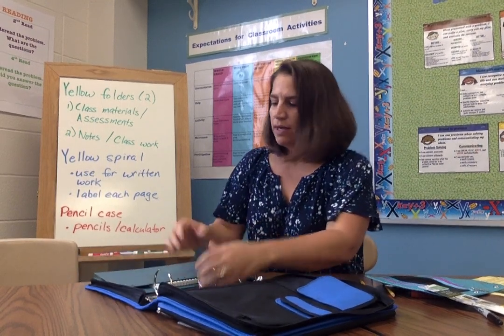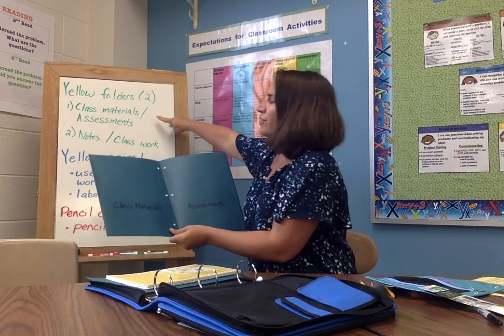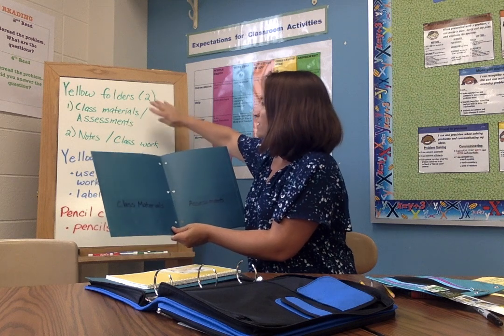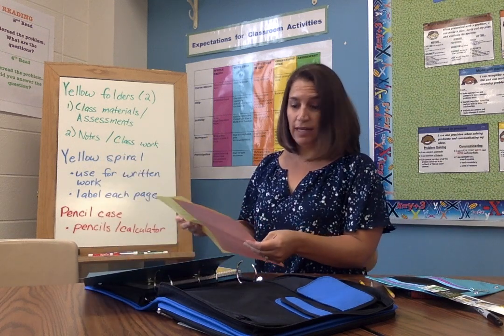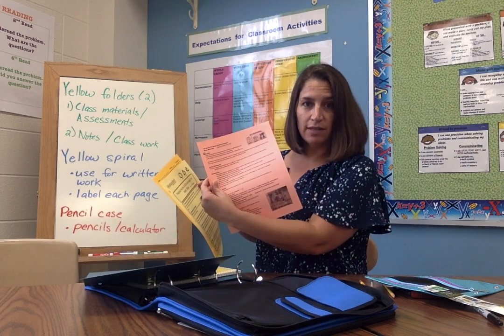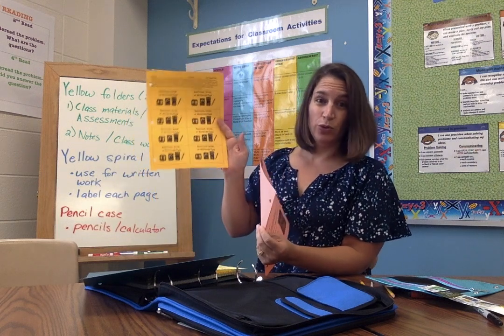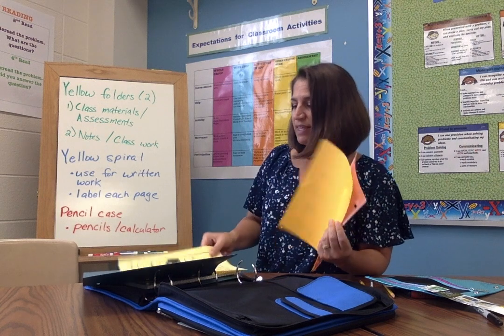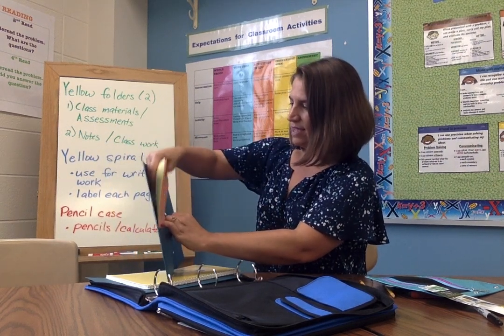So, one of your math folders, you're going to label it math, and on the inside, you're going to have these two labels, class materials on one side and assessments on the other side. So right now, you already have some class materials you can put in the left side. You have your syllabus for the class. You have your bathroom passes that you want to make sure you don't lose. Make sure your name is on it. And then also your norms for the year. So all three of those can go in the class materials section. And then that folder can go in your binder.